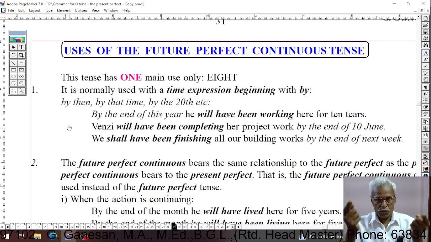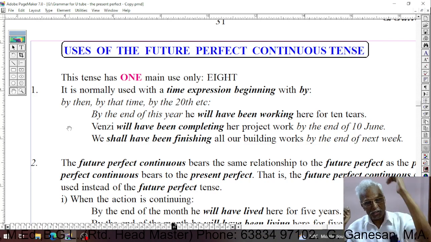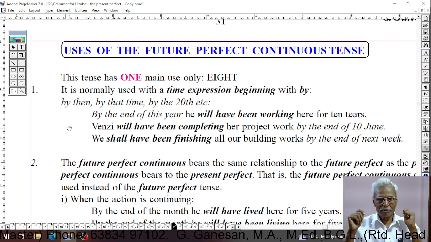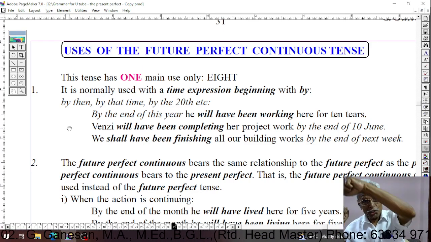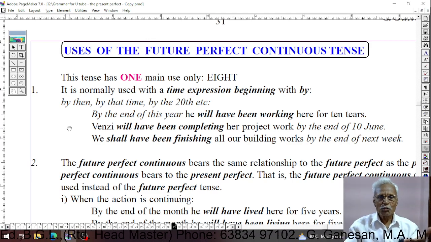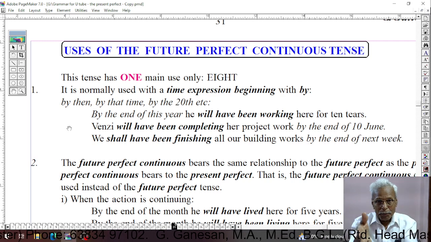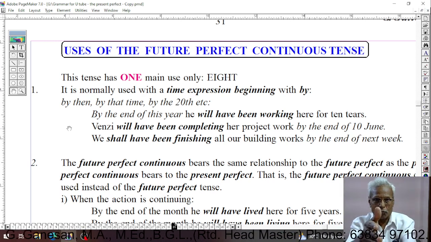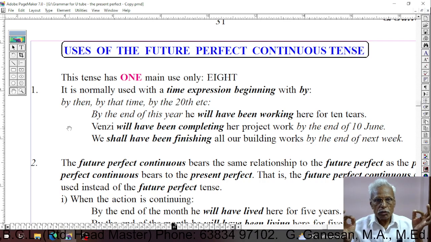You will have been doing your MSc by this time. Next year by this time. Next month by this time. Next year by this time, I shall have been living in Tiruchi. Similarly, to express a future continuous event that started before a point of time and will continue after that particular time. This is the use of the future perfect continuous tense.